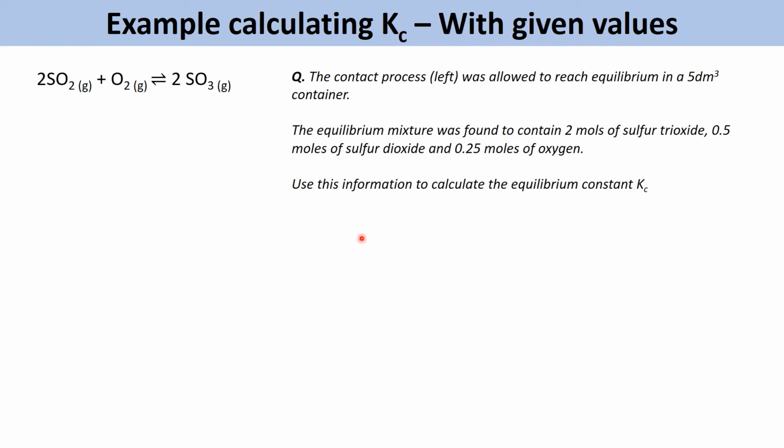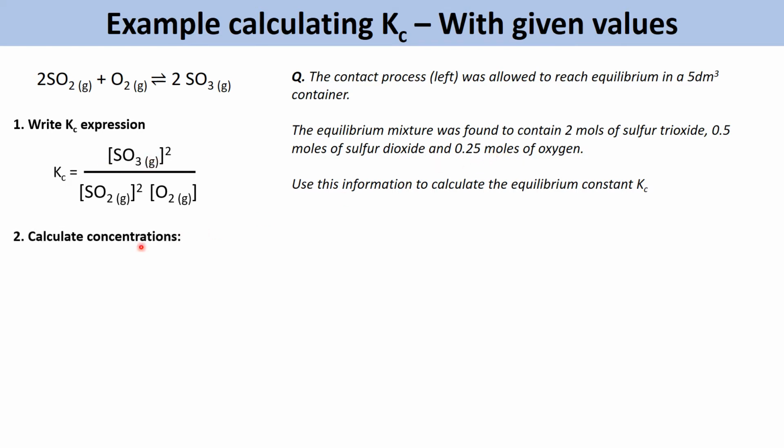Here's an example. We've got this contact process that we were just looking at with its sulfur dioxide, oxygen and sulfur trioxide, and it was left to reach equilibrium in a 5 decimeter cubed container. So that we've got a volume there. The equilibrium mixture was found to contain 2 moles of sulfur trioxide, 0.5 moles of sulfur dioxide and 0.25 moles of oxygen. Notice how these are the quantities of each species at equilibrium. But also notice how we're only given the quantities in moles, and based on our idea of the equilibrium expression, we need these in moles per decimeter cubed, not just moles.